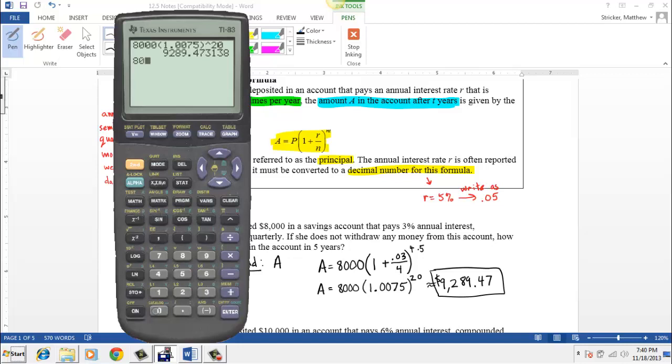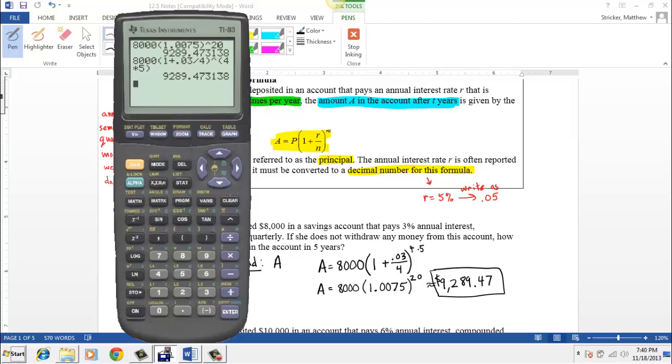I could say 8,000 parentheses, I could say 1 plus 0.03 divided by 4, and I could raise that to the 20th. Or even in parentheses, I could put 4 times 5. Make sure I get all that in there. I get the same answer.